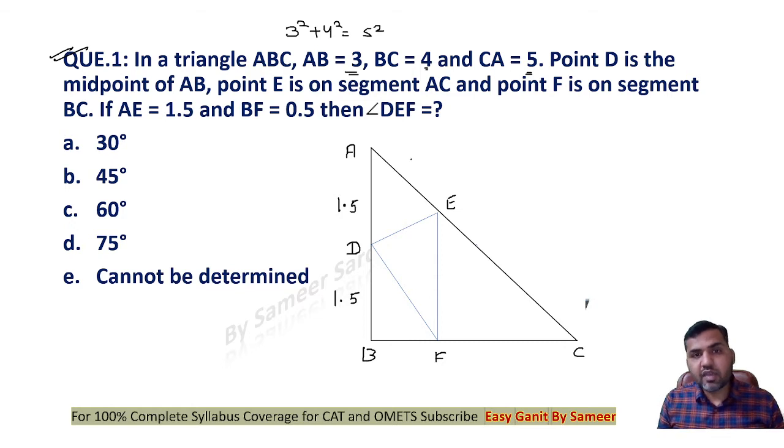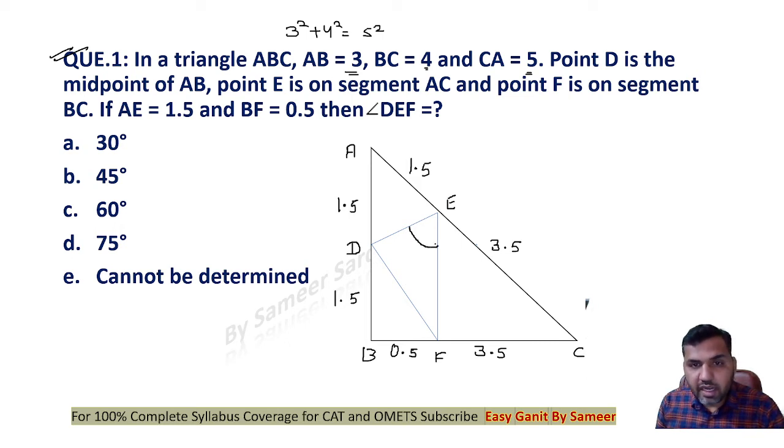The length of AE is given to me as 1.5 and the length of BF is given to me as 0.5. Now, because BC is given to me as 4, can I say FC will be equal to 3.5? AE is equal to 1.5, so can I say that the length of CE will be equal to 5 minus 1.5, that means 3.5. And we are supposed to find out the value of the angle DEF. This is the angle that we are supposed to find out. So this is how you're supposed to make a diagram for this question, right?